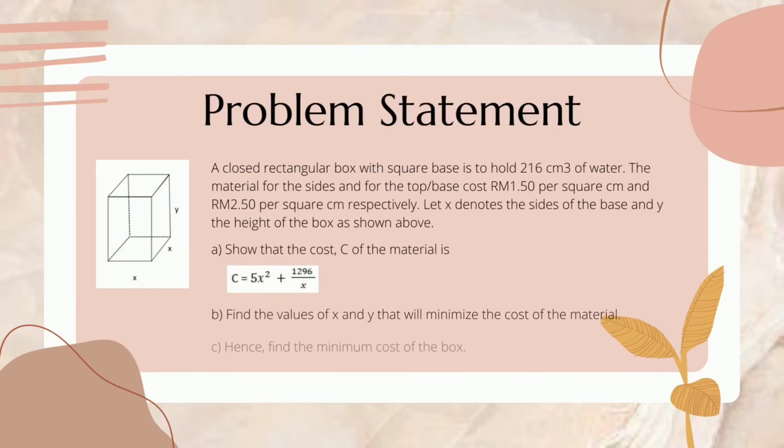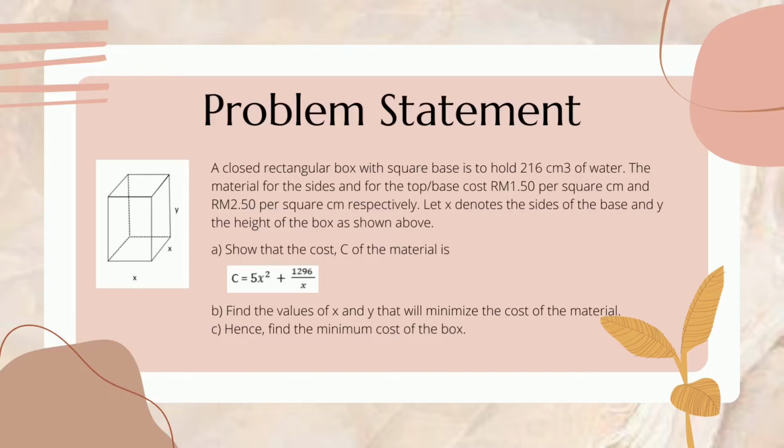Problem statement. Our problem statement is a closed rectangular box with square base is to hold 260 cm³ of water. The material for the side and for the top cost RM 1.50 per square cm and RM 2.50 per square cm respectively.